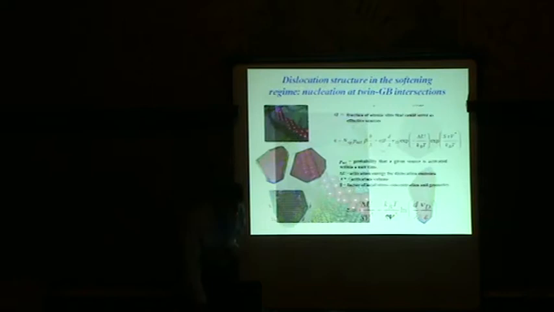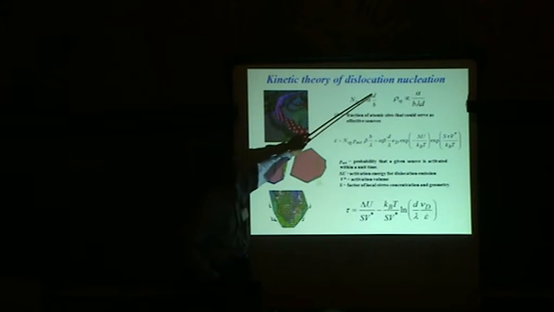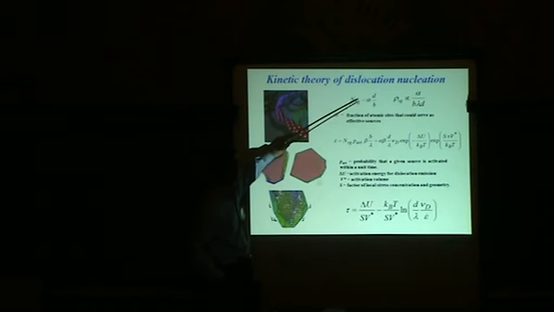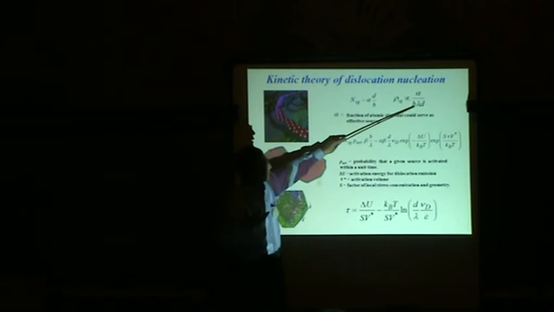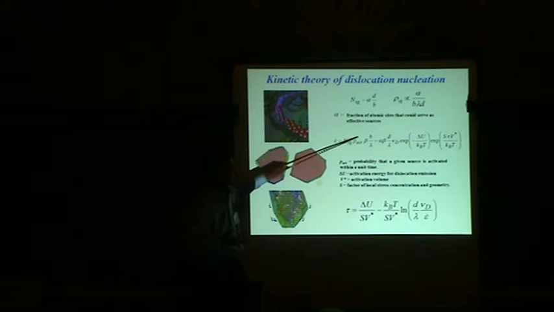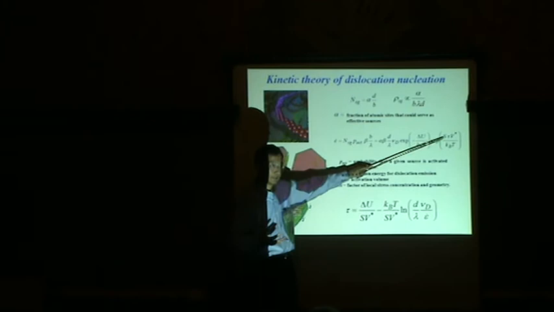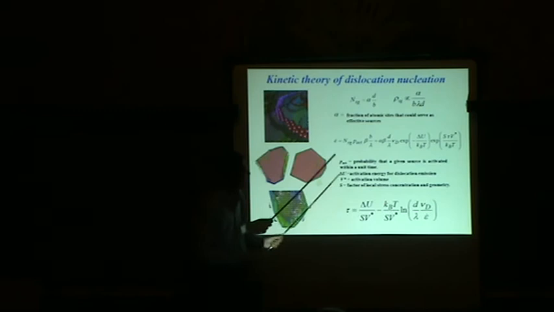Now we develop a kinetic theory of twinning partial nucleation. We counted how many sites of nucleation there are. The grain boundary length divided by the Burgers vector, grain size over Burgers vector, gives the nucleation sites. Then what's the density per twin? Then you divide this by the twin thickness. Then you compute the strain rate. The strain rate will be the number of nucleation sites times the probability of activation of the source. The probability of activation of the source depends on the activation energy and the stress. The stress will facilitate the nucleation of dislocations. This is very standard nucleation theory.